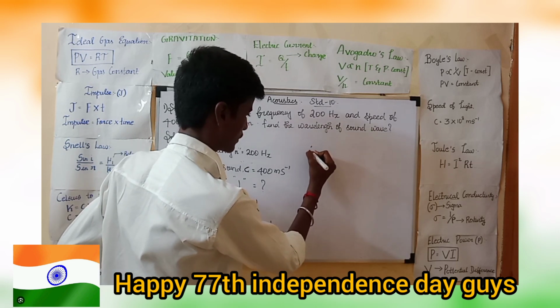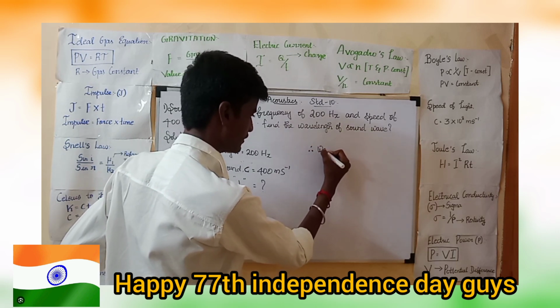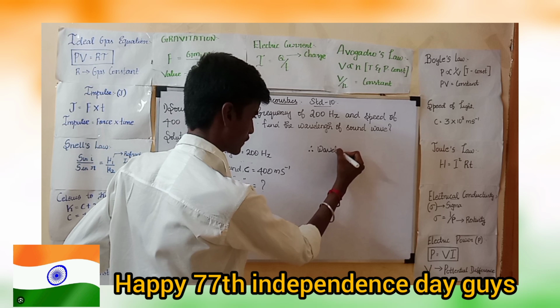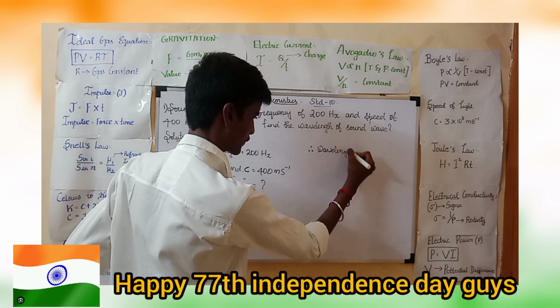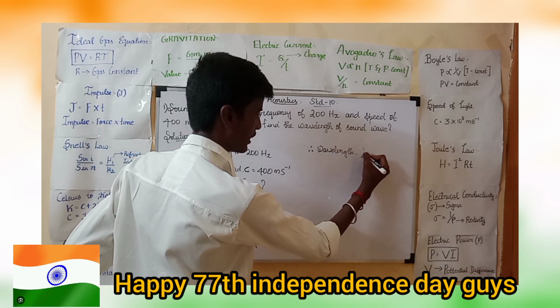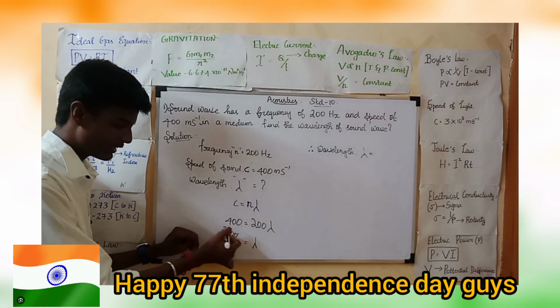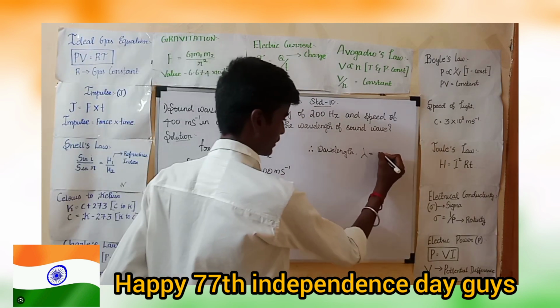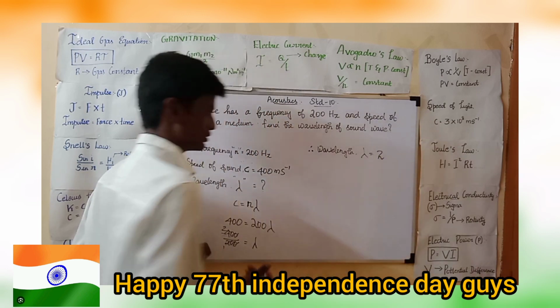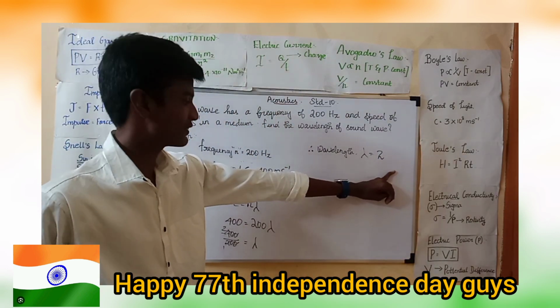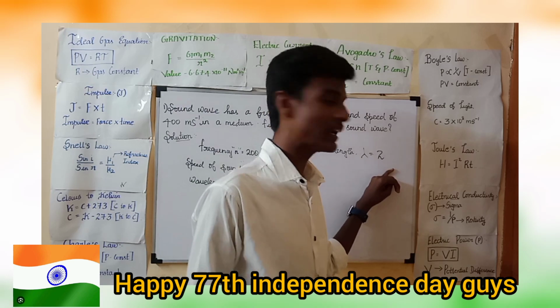Therefore, wavelength lambda equal to, here it will be cancelled, we finally got 2. Then we put 2. So the unit is a must. What is the unit? We are going to write it over here.